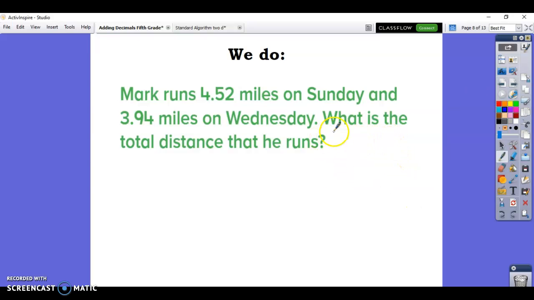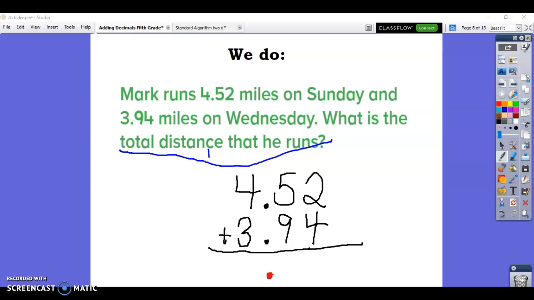Okay, so I want you to pause the video here and see if you can do this one on your own. And remember, it's just addition, but it says, what is the total distance that he runs? Total distance. So remember your rules. Pause the video here and see if you can get your work correct. So you should have written down 4 and 52 hundredths plus 3 and 94 hundredths, and then drop down your decimal. Make sure your addition sign is there. There aren't any zeros that need to be filled in.